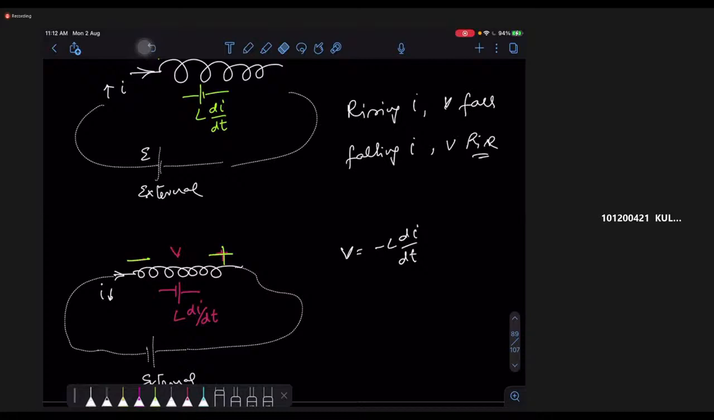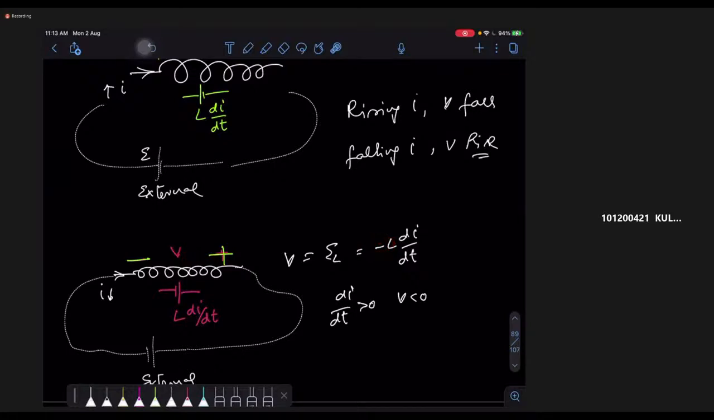So my EMF, the potential drop across the inductor, is the same as the EMF of the inductor. By formula, it is minus L dI by dt. The minus sign is there in Faraday's law, remember? So this minus sign comes from Faraday's law. Mathematically, you can understand that if dI by dt is positive, then the potential is negative. So here, my negative sign plays a role.